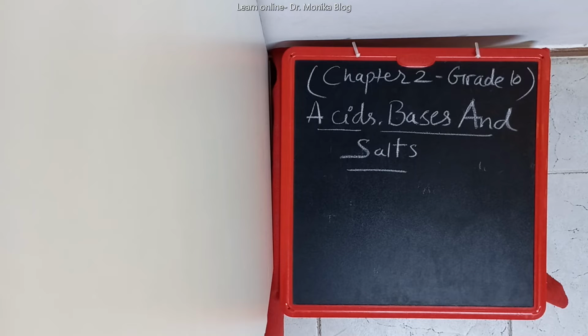After putting the zinc granules, what will happen? There will be a reaction between acid and metal. You have to take 5 ml of dilute sulfuric acid, and then you have to put zinc granules, and after putting zinc granules there will be release of hydrogen gas.